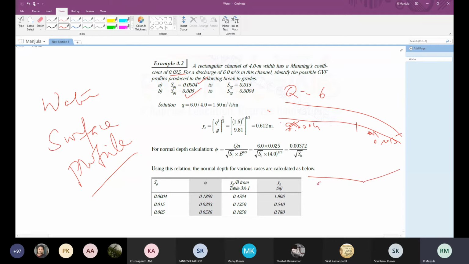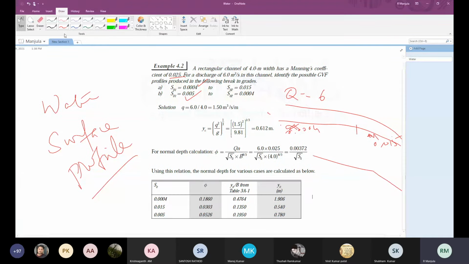So here it will be like this. 0.004 to 0.004. Maybe 0.005 to 0.004. So here also you have a break in grades. Because of that, how does the profile change?